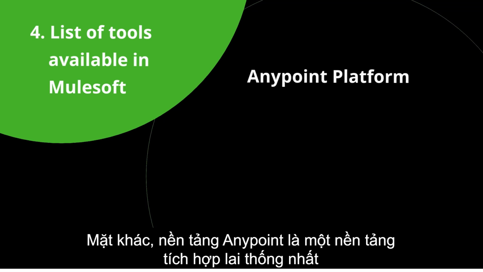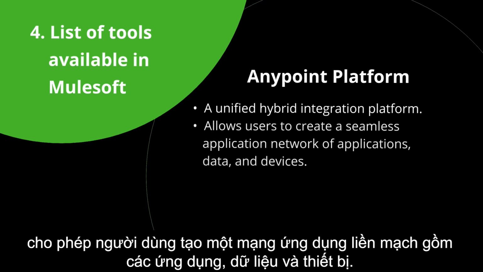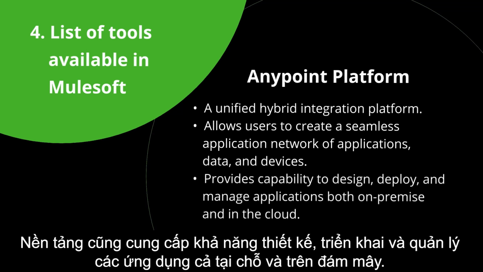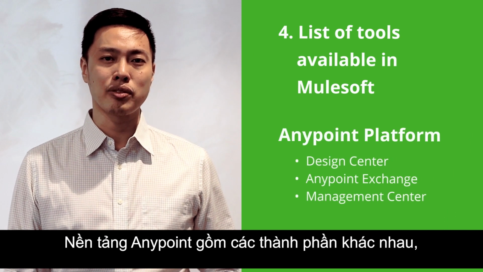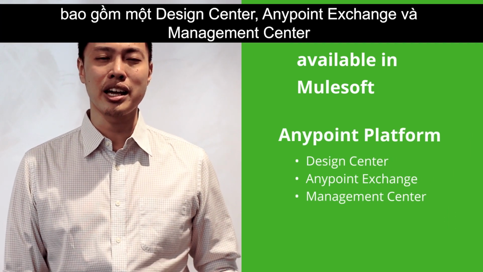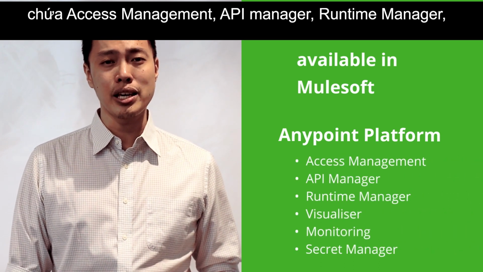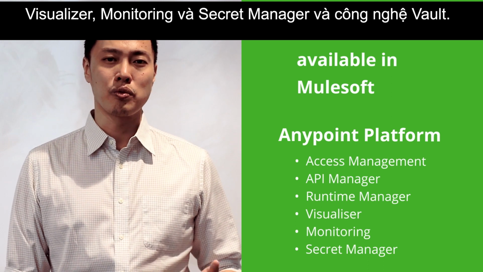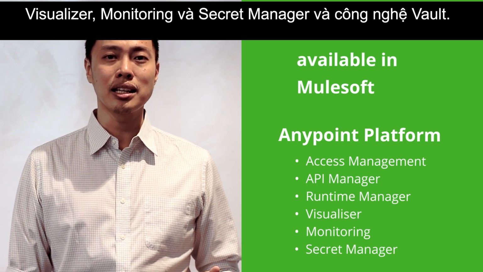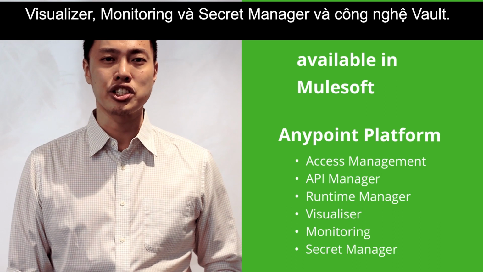Anypoint Platform, on the other hand, is a unified hybrid integration platform that allows users to create a seamless application network of applications, data, and devices. The platform provides capability to design, deploy, and manage applications both on-premise and in the cloud. Anypoint Platform has different components which consists of Design Center, Anypoint Exchange, and Management Center that contains Access Management, API Manager, Runtime Manager, Visualizer, Monitoring, and Secrets Manager, or Vault technology.